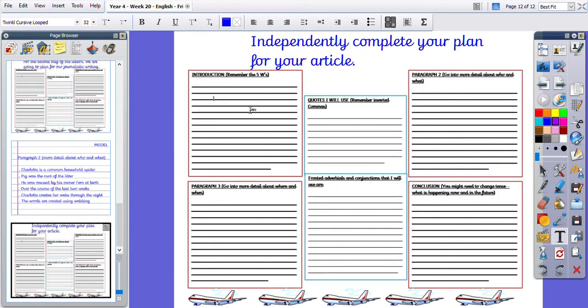Okay, so you now need to have a go at the other sections. We already planned for the introduction. We already thought about this over the last few days, so we can do that quite quickly. Paragraph 2 we have done together, but you can think of your own ideas. Then you've got paragraph 3 and your conclusion to finish off before thinking about that vocabulary you might use.